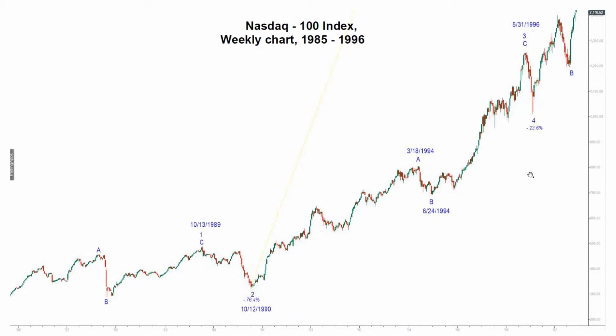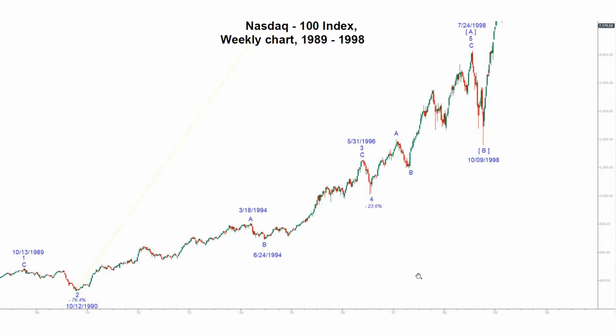And by the way, look at the great alternation here. It was a very deep wave 2, correcting 76%. And then we have a relatively shallow wave 4, correcting only 23%. Here was a sharp drop, a very simple structure. And if we speak about corrective wave 2, it was a more complex structure, A, B, C, and it took longer.